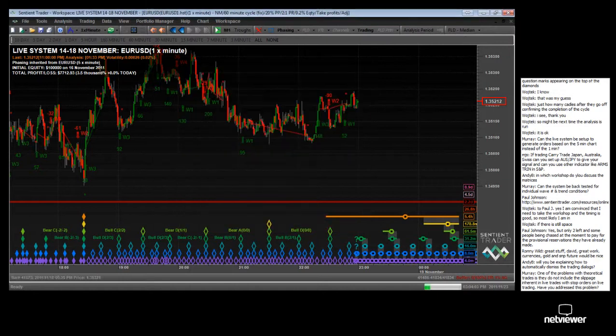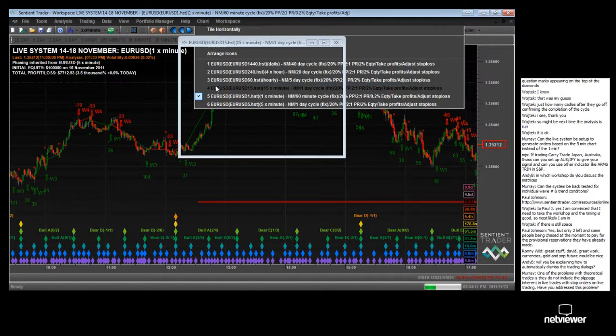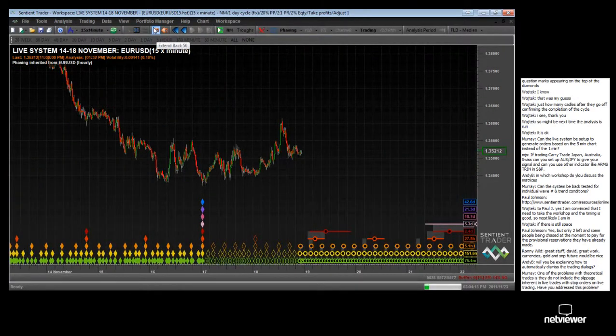So here are the trading sessions that have been defined. You can see that trading only starts at 9 a.m. on Monday morning. Why is that? It's a very, very important thing.